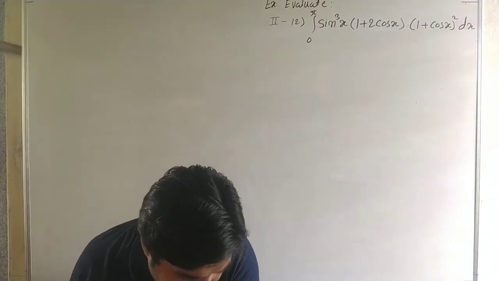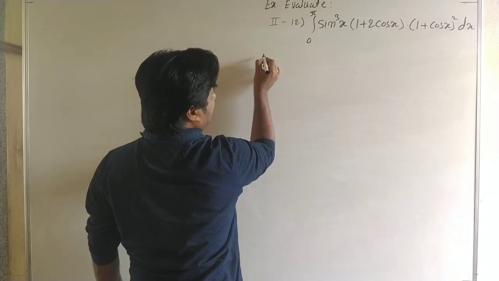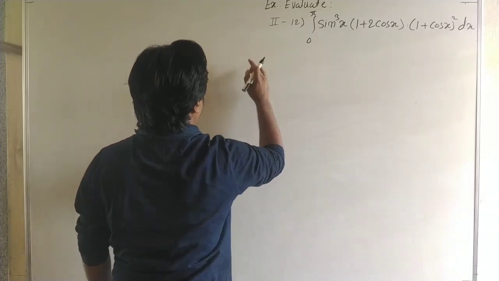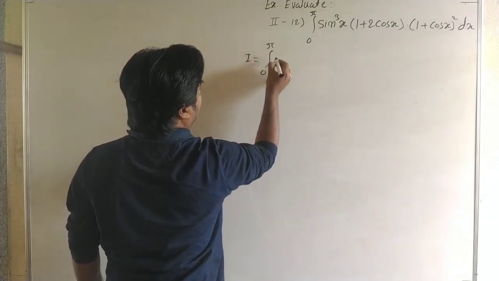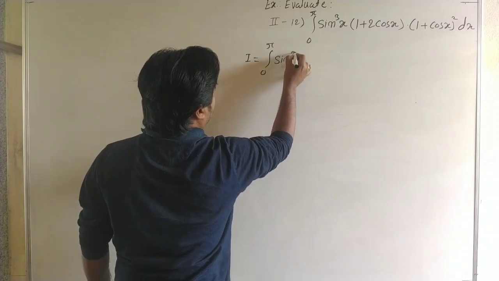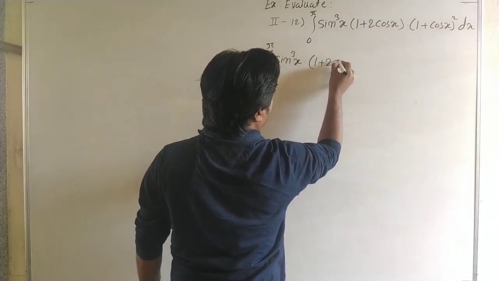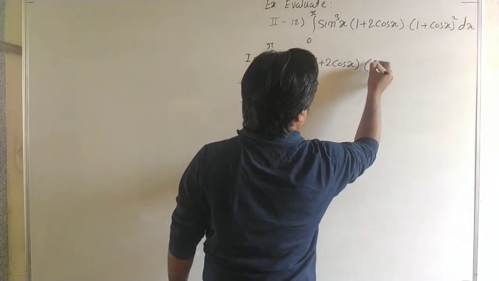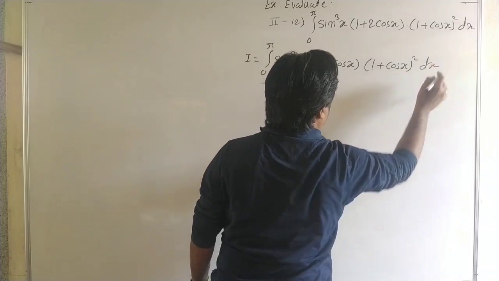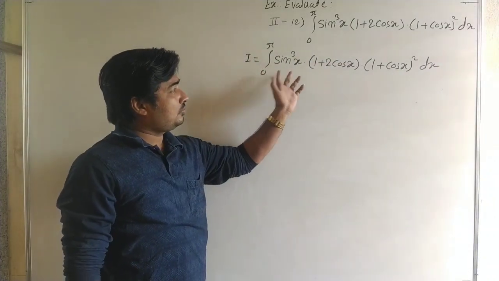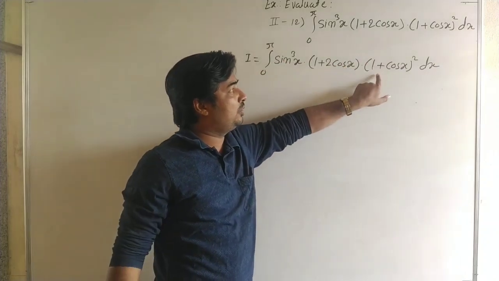Now here the integral is equal to integral 0 to pi of sin cube x into 1 plus 2 cos x into 1 plus cos x whole square dx. See carefully this. Okay, here in the multiple of dx there are 3 terms: sin cube x, 1 plus 2 cos x, and 1 plus cos x whole square.